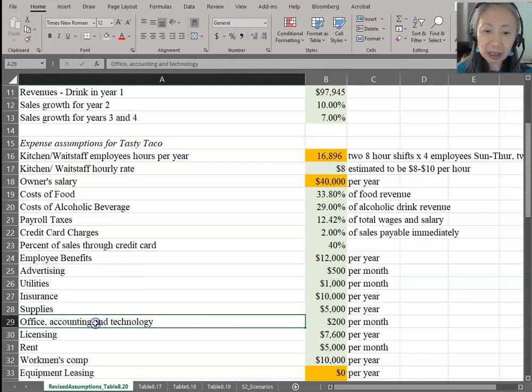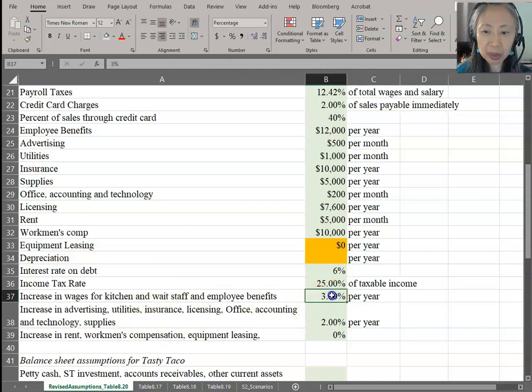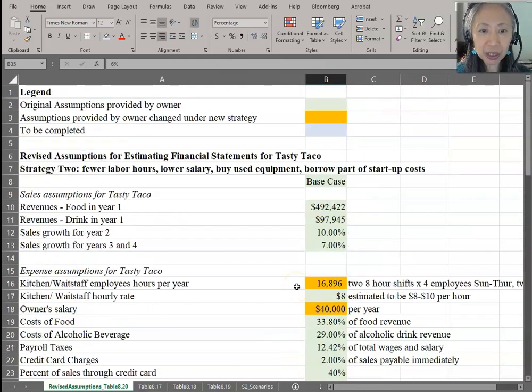In addition to that, last time we included the increase in wages, as well as increase in other expenses. Now that we know we're going to take out a loan, we may also want to include interest on debt as a variable because we are not sure what interest rate we'll be able to obtain our loan at. So let's go ahead and do that.